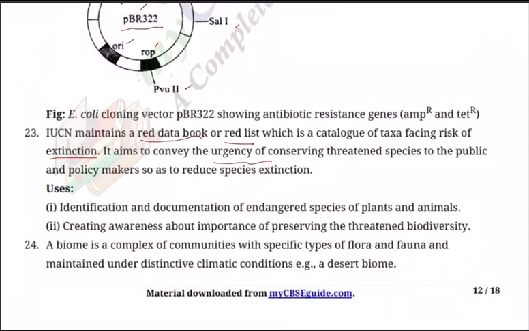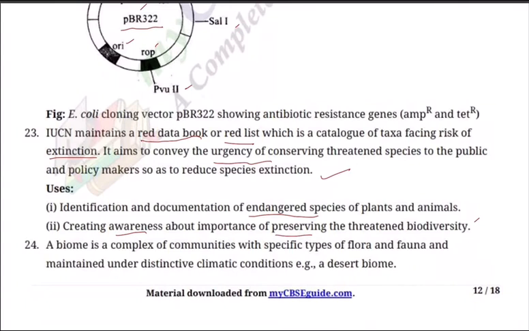It aims to convey the urgency of conserving threatened species to the public and policy makers so as to reduce species extinction. Uses: identification and documentation of endangered species of plants and animals, creating awareness about importance of preserving the threatened biodiversity. This is important.